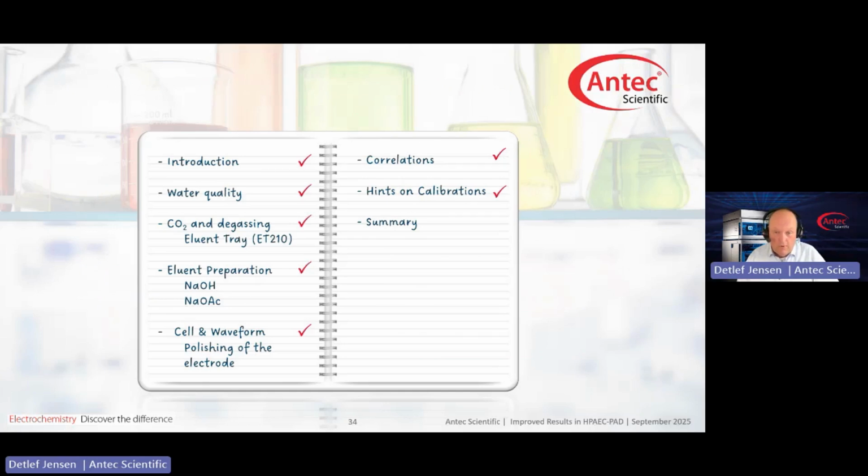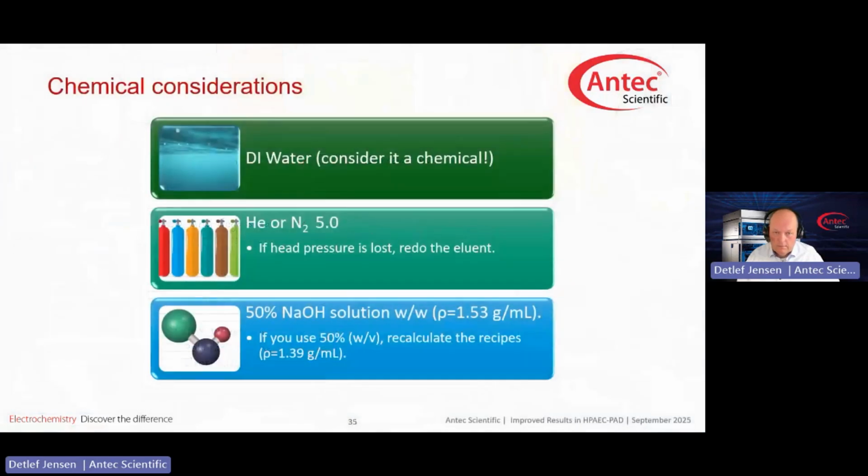Ladies and gentlemen, we approached the last part of today's presentation, the summary. So during our presentation, what did we cover? We covered that DI water is one of the most underestimated chemicals in the laboratory. We also discussed degassing the eluent with nitrogen, cost saver, using the eluent tray 210. Whenever possible, use the 50% sodium hydroxide solution weight to weight.